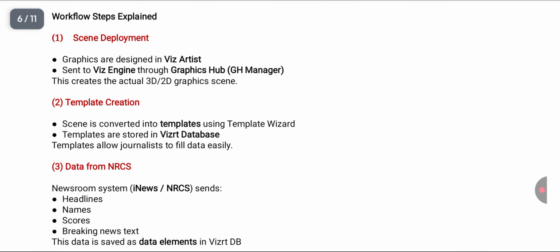So let's discuss one by one the workflow steps. Explain the scene deployment: graphics are designed in Viz Artist and sent to the Viz Engine through Graphics Hub, GH Manager. This creates the actual 3D or 2D graphics scene. Point 2 is template creation. The scene is converted into templates using Template Wizard. The templates are stored in the Vizrt database. The templates allow journalists to fill in data easily.